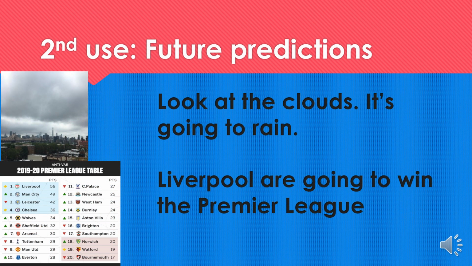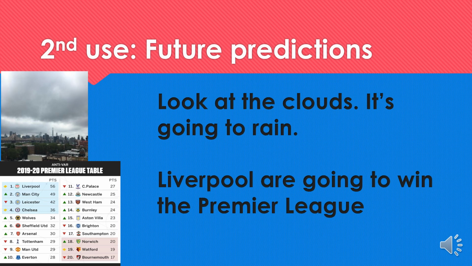The second use is future predictions. But remember, future predictions based on evidence. Example number 1. Look at the clouds. It's going to rain, so we can see the evidence. The clouds are kind of gray or black, so you say it's going to rain.